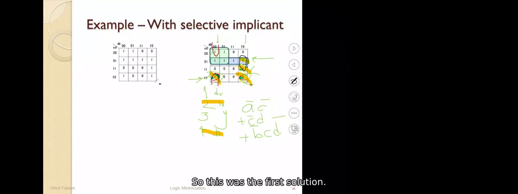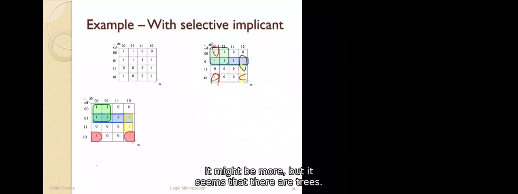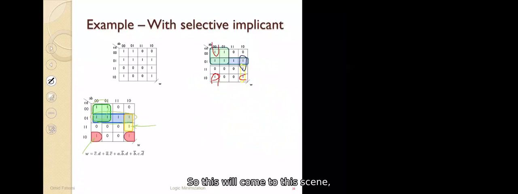So this was the first solution. We could have more solutions, and I have put all of the possible solutions, which was 3. Last time I thought it might be more, but it seems that there are 3. So again here you see we have these 2 essentials, and then we selected yellow and the red. So this will come to this: C naught D naught plus A naught, C naught D plus A naught C naught is the essential. So they should be there. But we selected the next 2. This is our selection, the first.